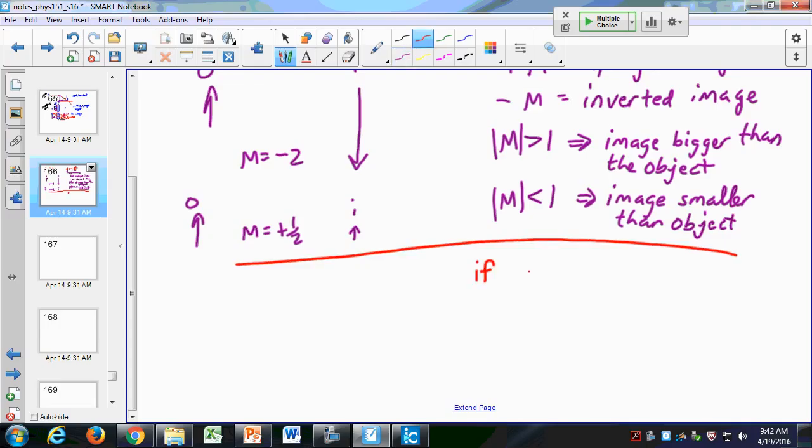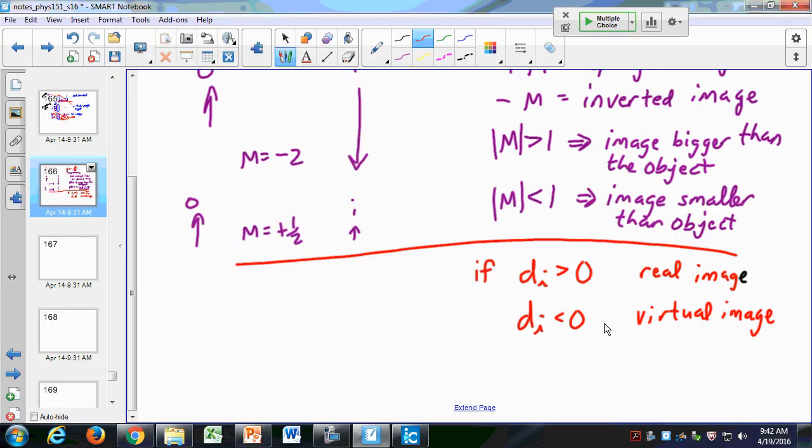If di is bigger than 0, that's my image distance. If I calculate it to be bigger than 0, that means that I have a real image. If di is positive, I have a real image. If di is negative, I have a virtual image. That's just a convention, and it's the way that it works. So if I have a positive image distance, I'm dealing with a real image.